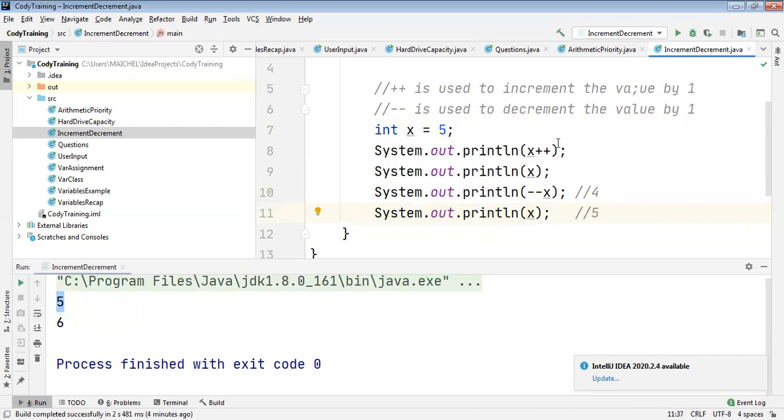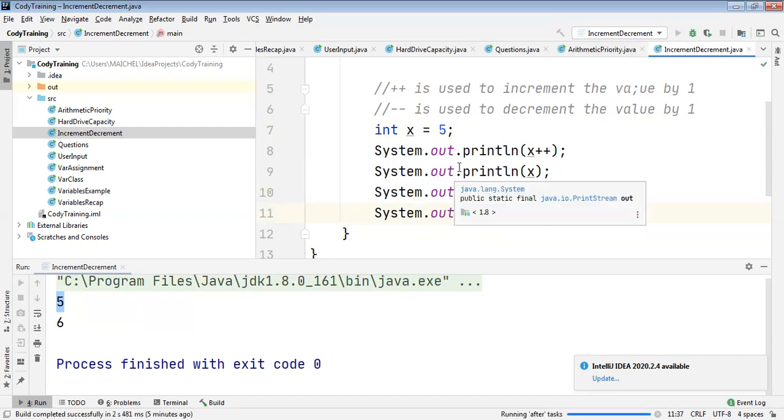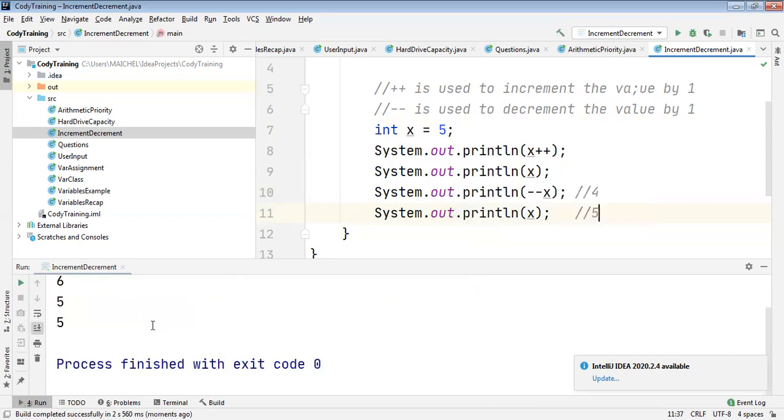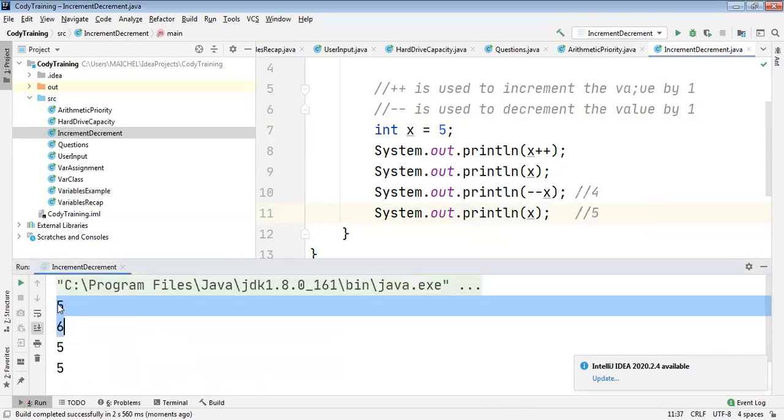Okay. Let's execute and see the results. Okay. 5, 6, 5, 5. So why did you say that this one is 4? I don't know. 5. Okay, it makes sense.